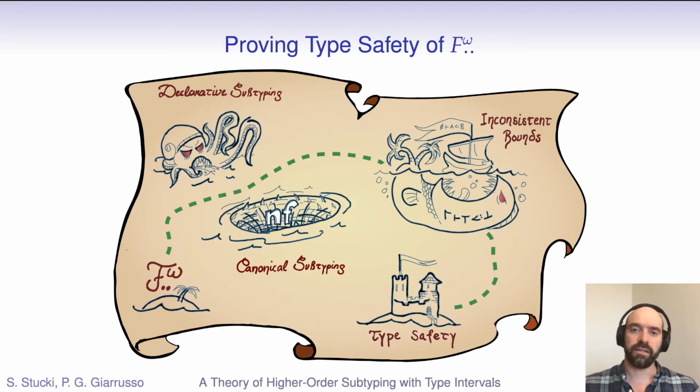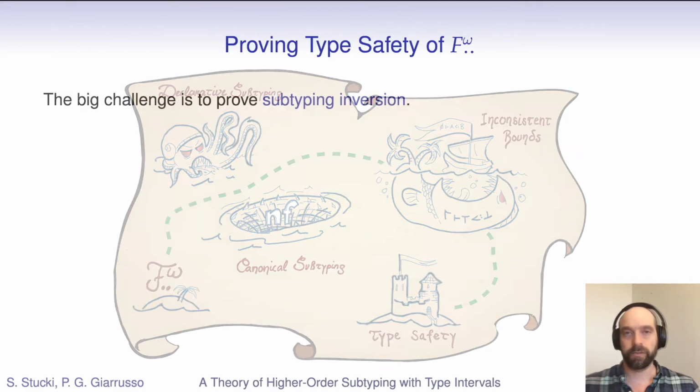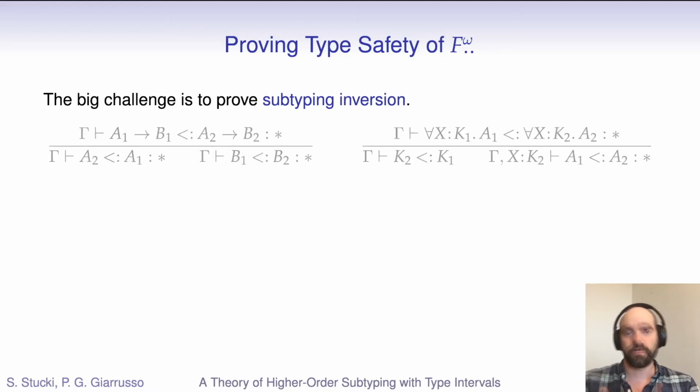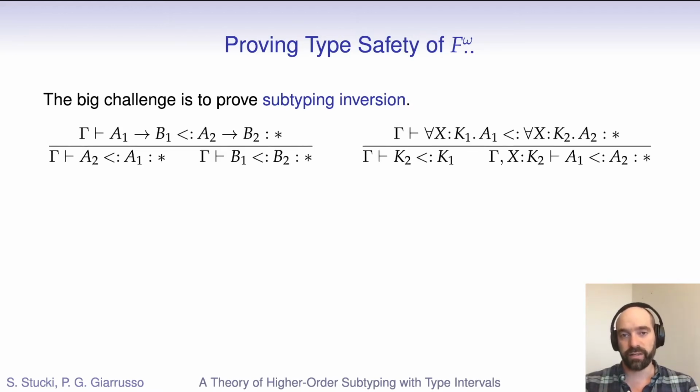Now that we have an idea of how bounded operators are represented in F omega int using type intervals, let us take a tour of the main result of our paper, namely the type safety of F omega int. And let's have a look at the challenges involved. As usual, for a system that involves subtyping, the main difficulty to proving type safety of F omega int is to prove subtyping inversion. If we're given two arrow types that are related, then we should be able to infer that their domains and codomains are also related, and similarly for universal quantifiers.